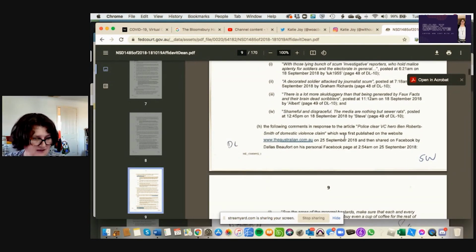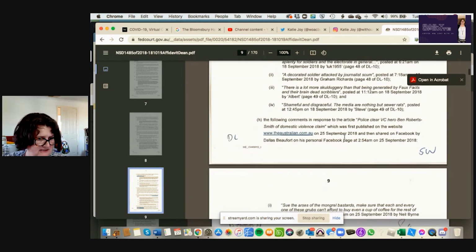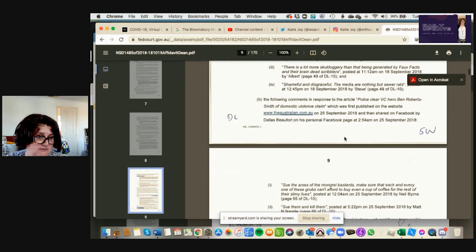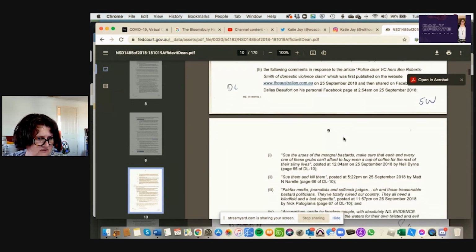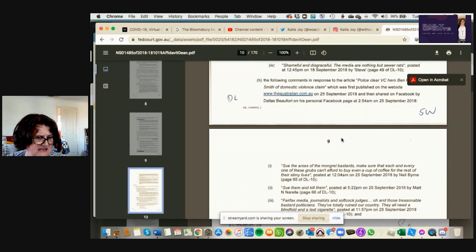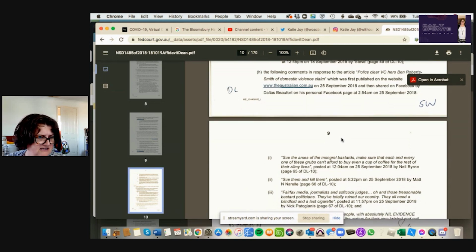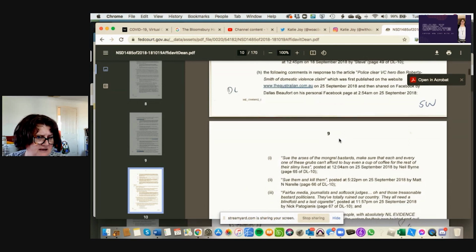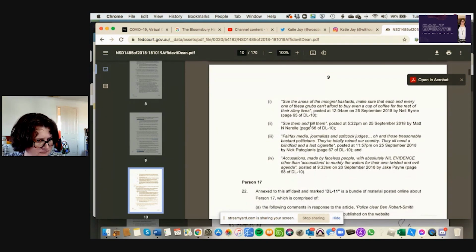The following comments in response to the article, "Police clear VC hero Ben Roberts of domestic violence claim," which was first published on the website The Australian on the 25th of September 2018, then shared on Facebook by Dallas Beaufort on his personal Facebook page at 2:54 a.m. on the 25th of September.